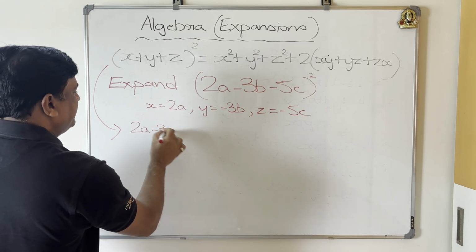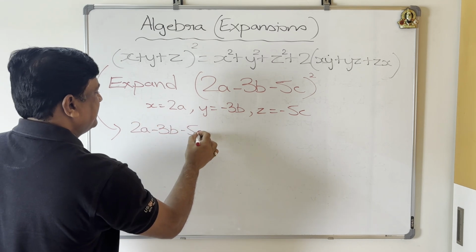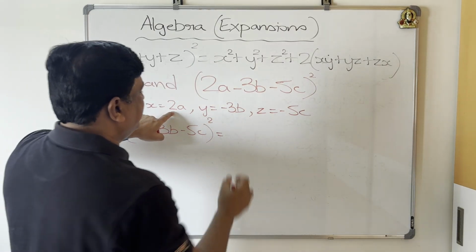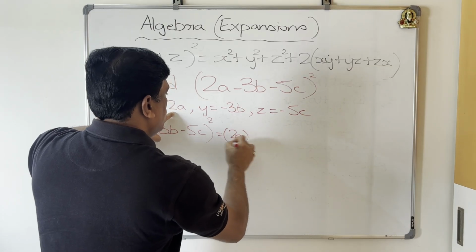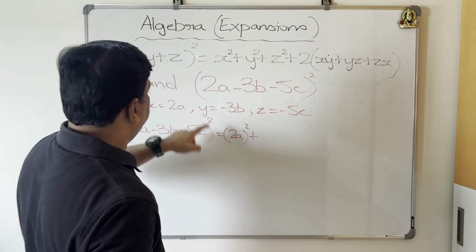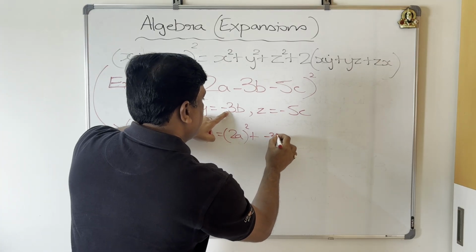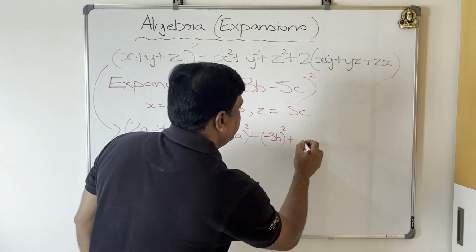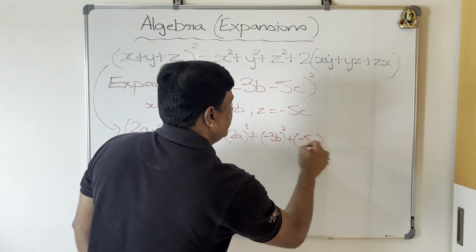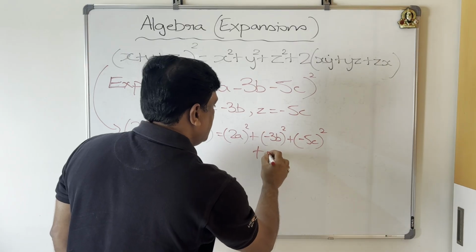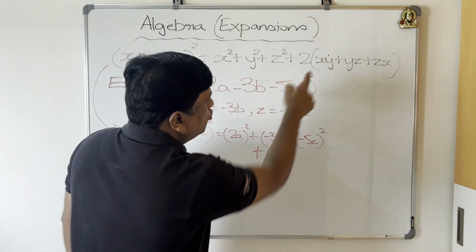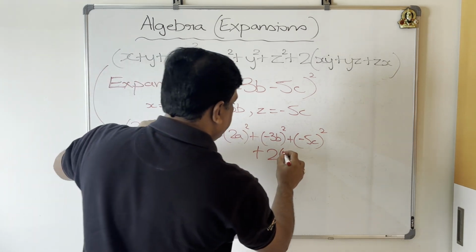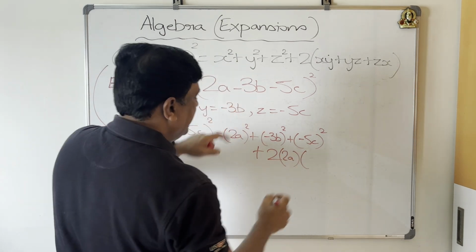(2a - 3b - 5c)² is nothing but x² (what is x? (2a)²) plus y² (y is minus 3b, so (-3b)²) plus z² (z is minus 5c, so (-5c)²) plus 2 times x into y. What is x? x is 2a. What is y? It is minus 3b.